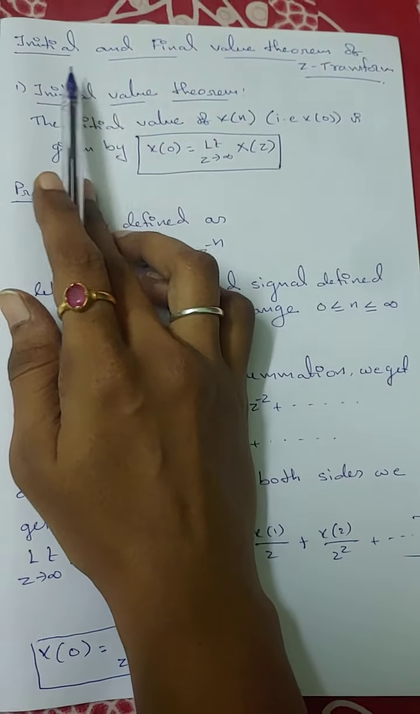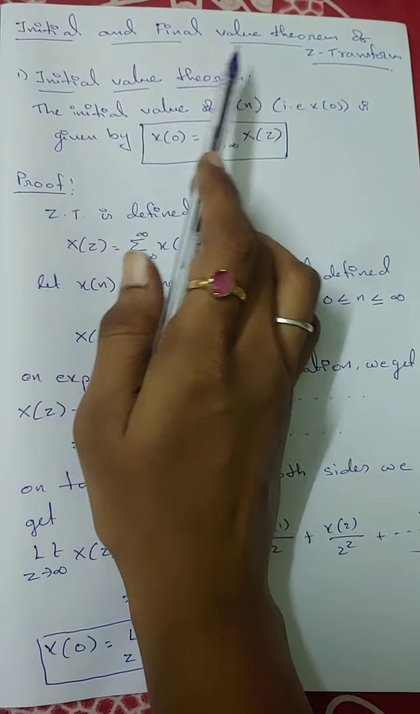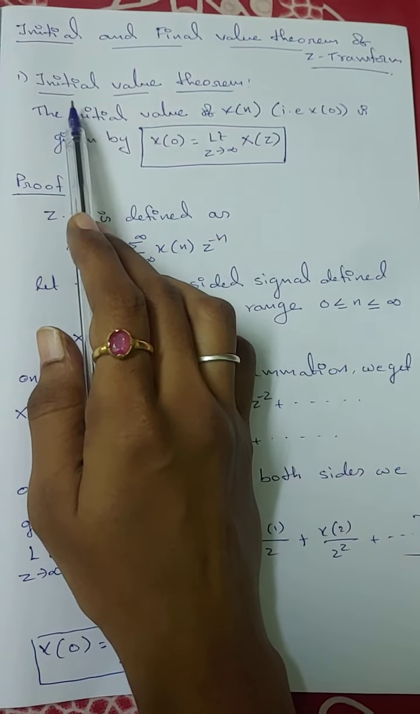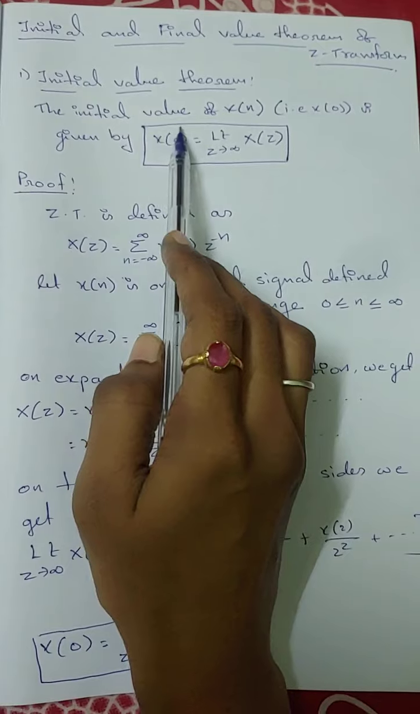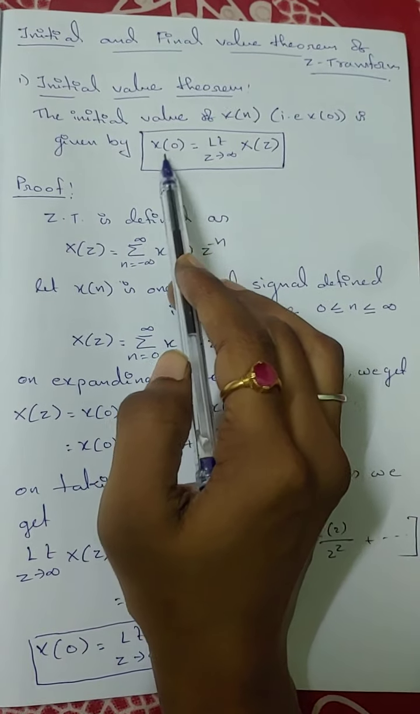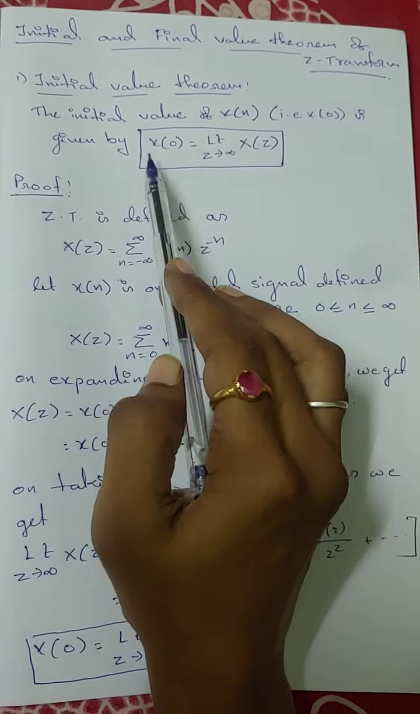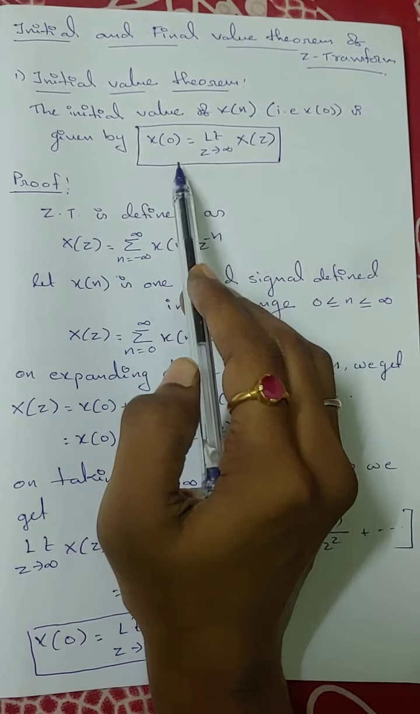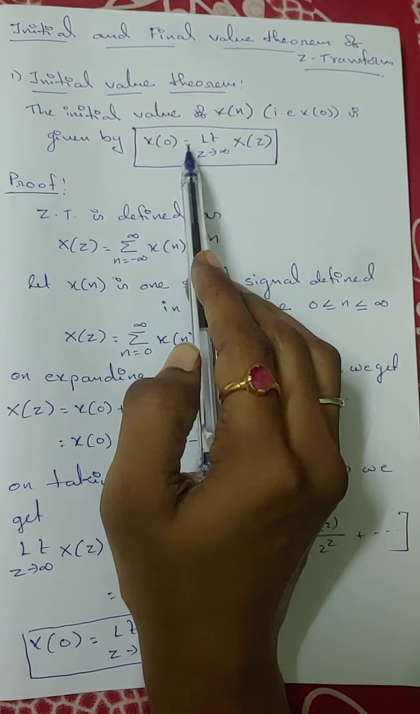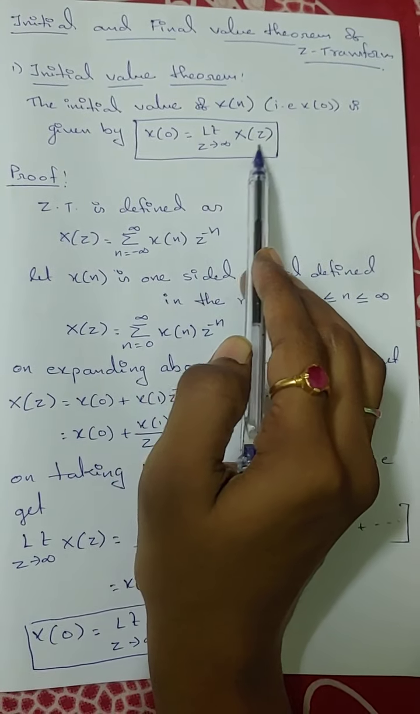So in this video I am going to explain about the initial and final value theorem of Z transform. First we have to see the initial value theorem. The initial value of x of n, that is x of 0, is given as follows. The statement for the initial value theorem is: x of 0, here 0 is the initial value, is equal to limit z tends to infinity X of z.